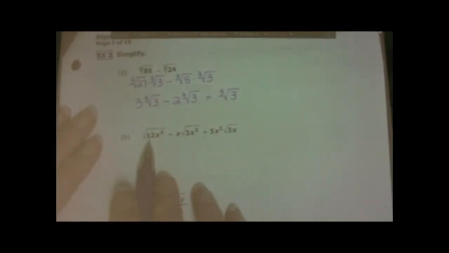All right, example B, same thing. It just happens to have some x's in it. All right, so here's what we're going to do. Simplify each of them, and then we're going to see what's going to combine. So out of 12, I can do this. Perfect square that goes into 12 is 4. 4 times 3. So I have the square root of 4 times the square root of 3.